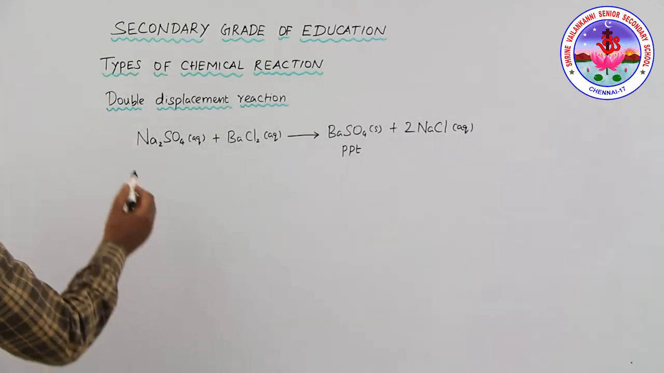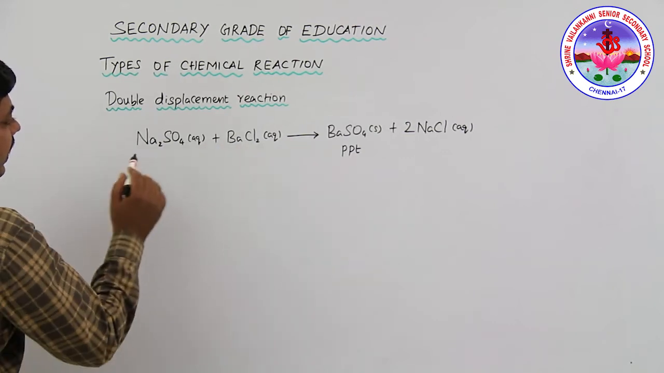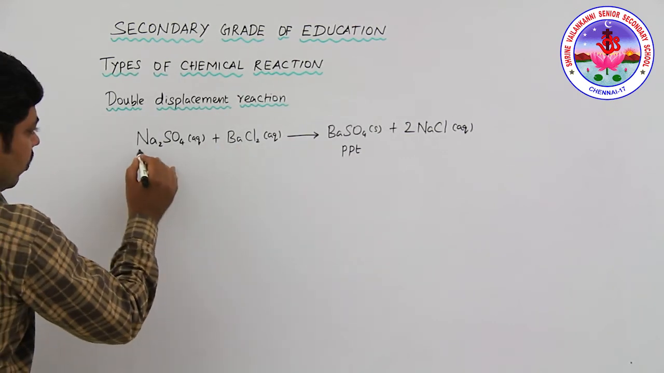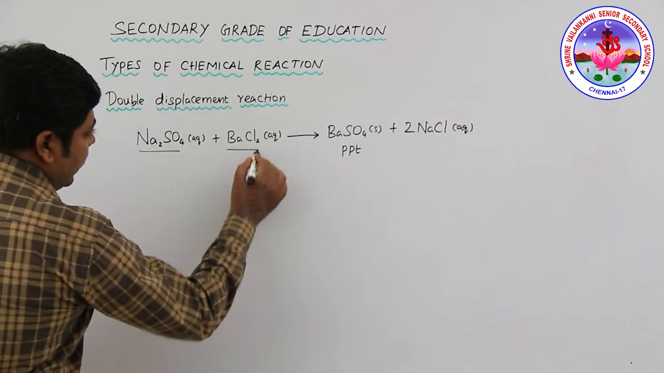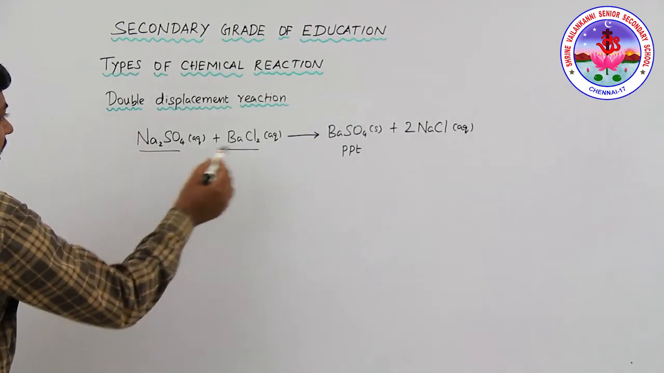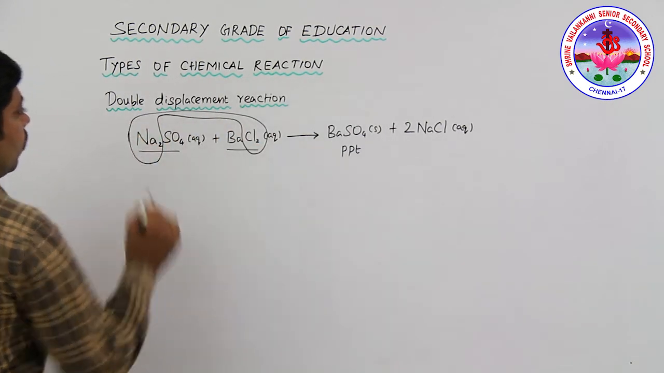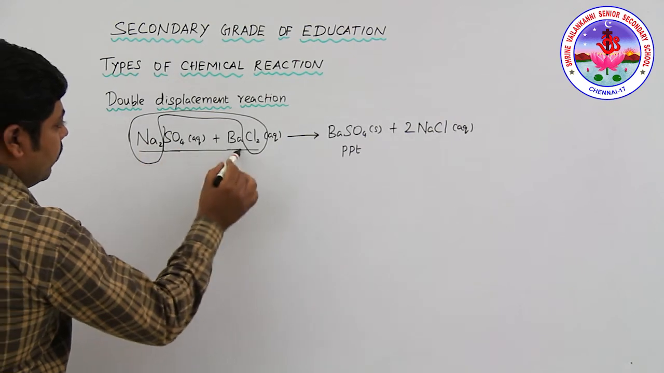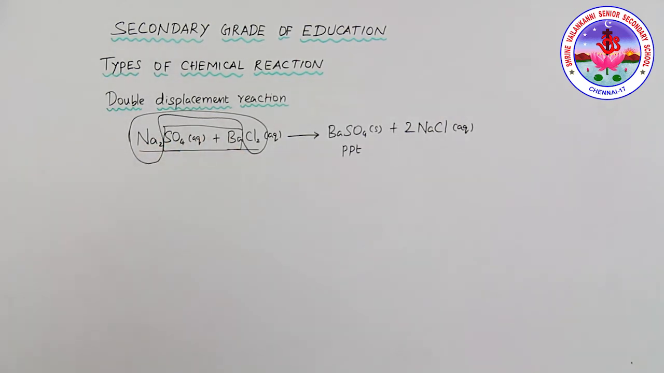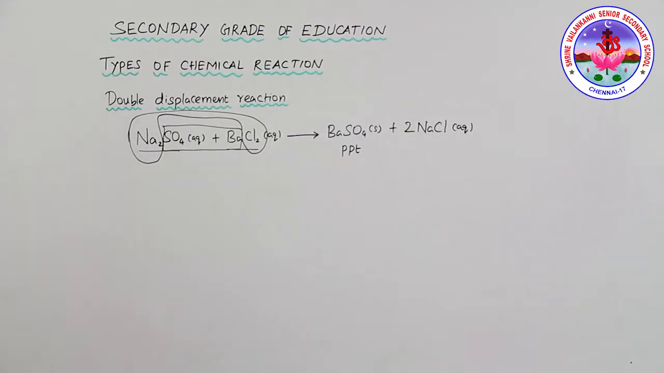So when sodium sulfate reacts with barium chloride, that is double displacement. Here one combined substance, here also another combined substance. Here the sodium sulfate converts to sodium chloride, then the remaining is barium sulfate. So this is called double displacement reaction. So many examples are there.